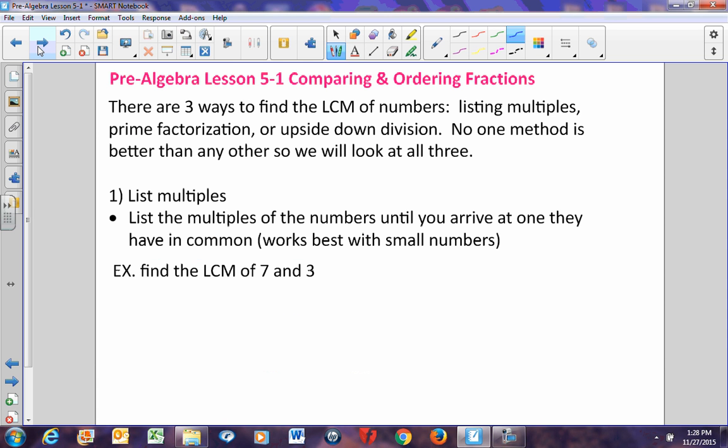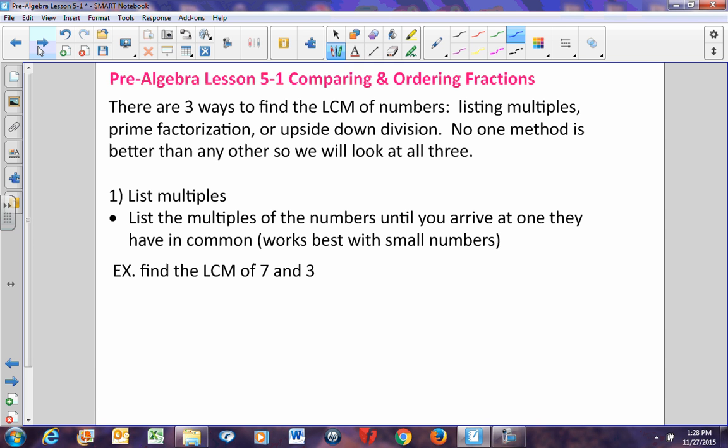Now, there are 3 ways to find the least common multiple of numbers. You can list the multiples, you can use prime factorization, or you can use upside down division. No one method is better than any other, so we're going to look at all 3. Each method has its pros and cons, and there are specific times in which I use one method over the other, but no one method is technically more effective than another.